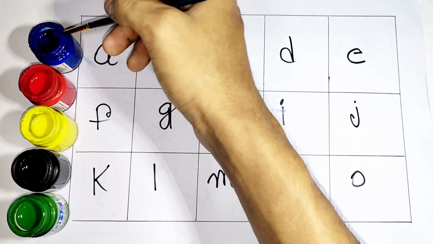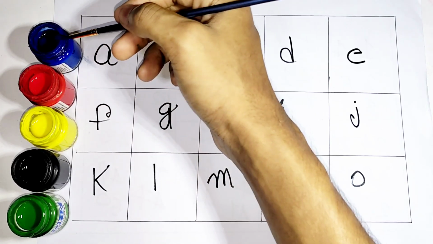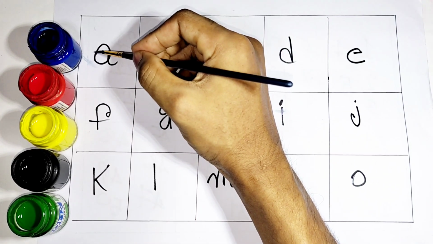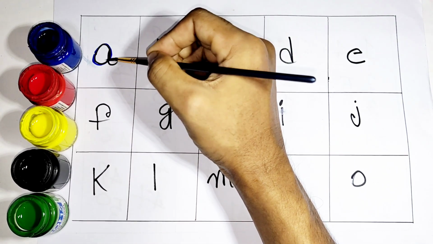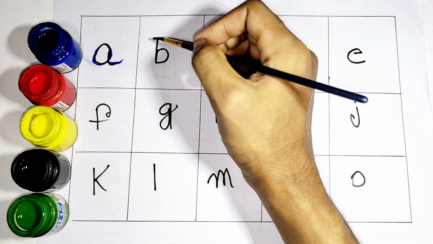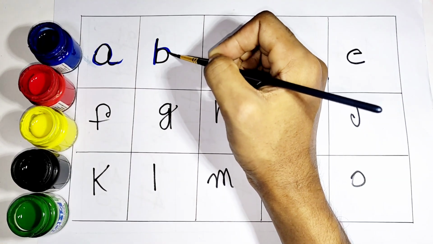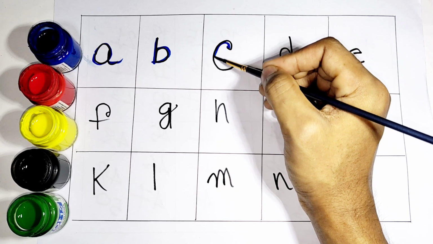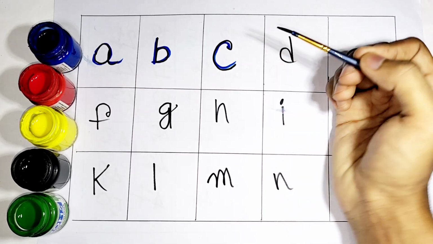Now we are mixing the color of blue. Small letter alphabet A. A for apple. The next one is B. B for ball. B for bat. Kids, the next one is C. C for cow, C for cat.